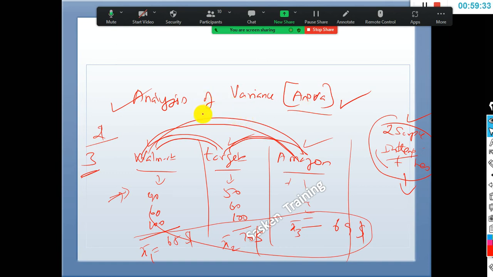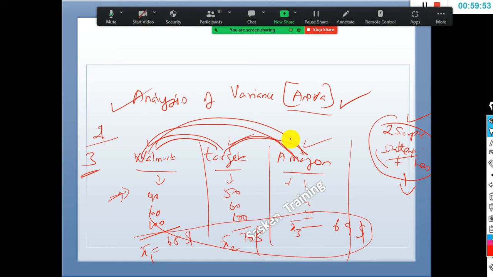Anova stands for analysis of variance. Anova is used to test whether the means of more than two quantitative populations, or more than two groups, are equal. If you want to compare the means, then you need to use the Anova test.